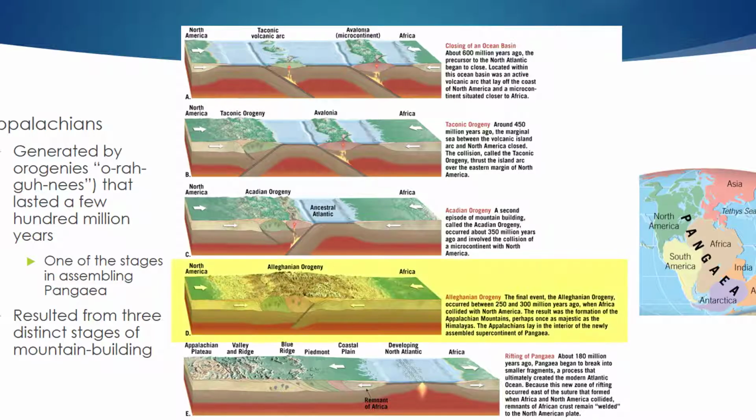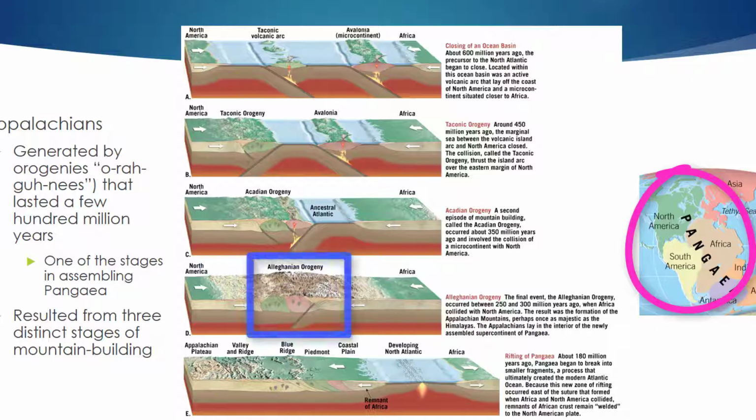Now let's take a look at image D, because this was the formation of Pangaea. Finally, after the North American plate smashed into the volcanic arc and the microcontinent, it will now smash into Africa. And when North America smashes into Africa, this is like the Battle of the Titans. The collision of these two continents produces an enormous, breathtaking mountain range that probably would have rivaled the Himalayas at the time. So the birth of our Appalachian Mountains occurred on the interior of Pangaea.